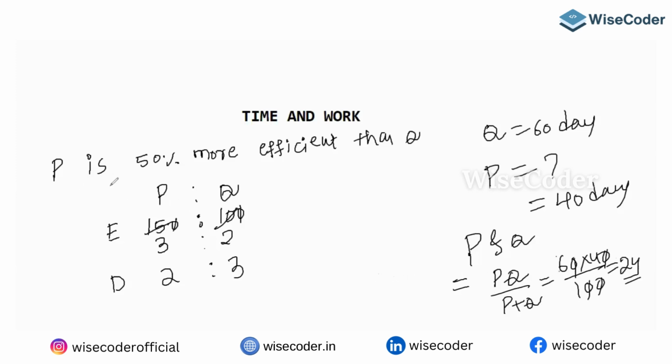So P is 50% more efficient than Q, which means what? If Q is 100%, then P is what? 150%. Then the ratio must be what? 3 is to 2. Then 3 is to 2 is which ratio? Efficiency ratio. Then the days ratio is what? 2 is to 3. No need of writing 100, 150 also. If you are good with your skills, 50%, I can write what? 1 by 2. So your denominator is always your original value.